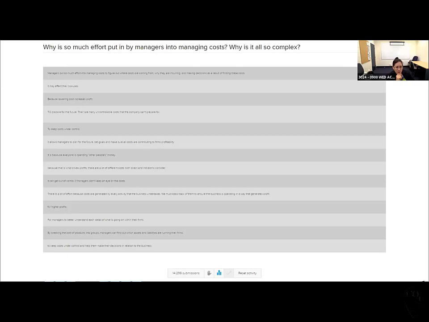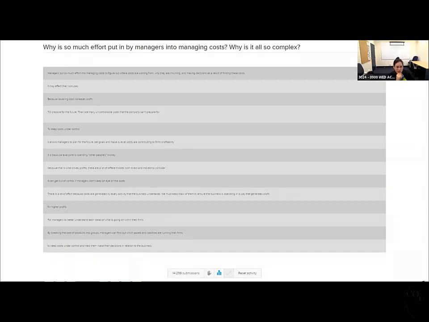To prepare for the future, there are many... I'm not sure what that word is, something costs that the company can't prepare for, or uncontrollable costs that the company can prepare for. So there can be unforeseen costs. That's true. Like COVID-19 brought a few unforeseen issues which caused unforeseen costs. So that's true. To try and best prepare for the future, I suppose.